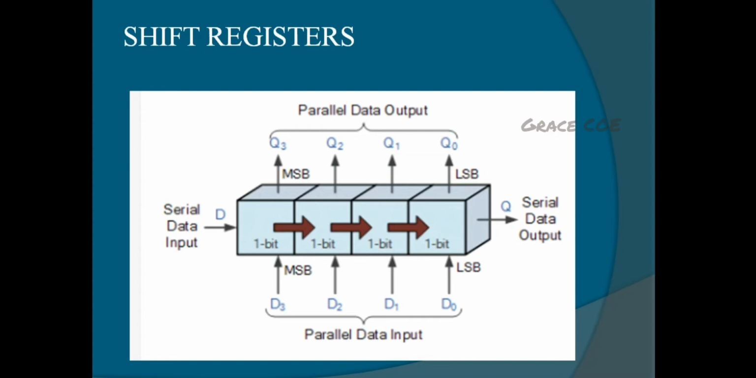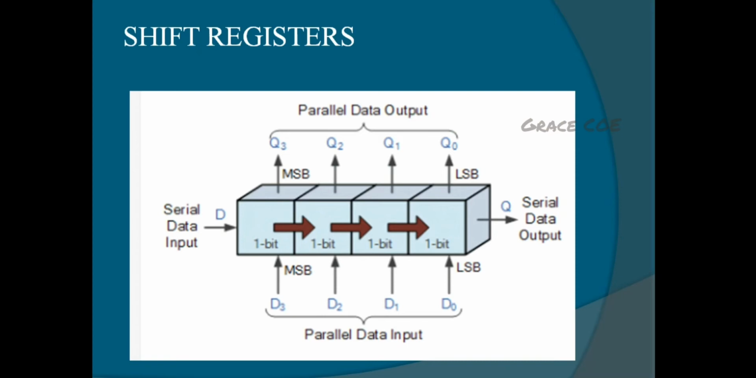In case we have an n-bit SISO register, it requires 2n-1 clock pulses to transmit 1 bit of data from the input side to the output. Here we have 4 flip-flops, so in that case we'll require 7 clock pulses for 1 bit of data to reach the output stage.